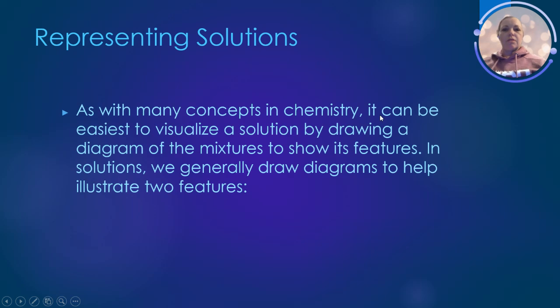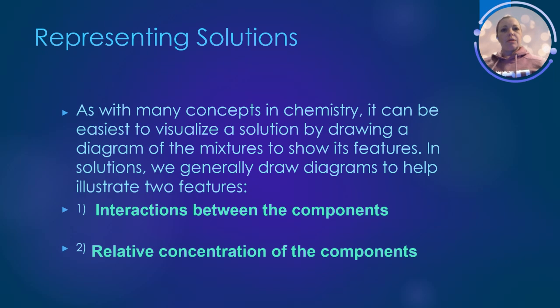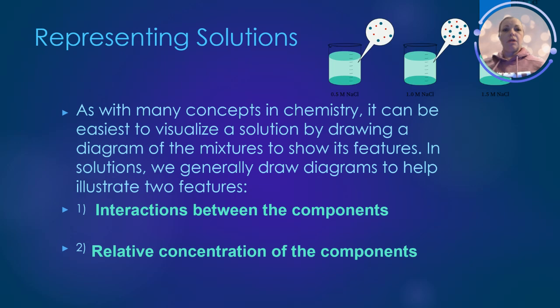So when we represent solutions, we do this because, as with many concepts in chemistry, it can be easiest to visualize this very, very small nanoscale, microscale situation by drawing a diagram of the mixtures to show their features. In solutions, we generally draw diagrams to help illustrate two features, and these were both listed in the learning objective. Number one, interactions between the components, and number two, relative concentration of the components. So the easiest way to teach you this is just to show you an example.